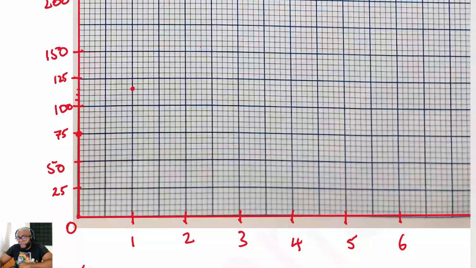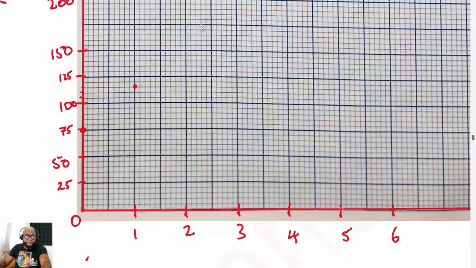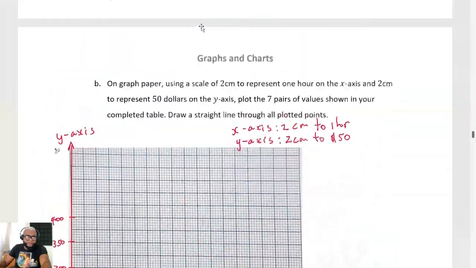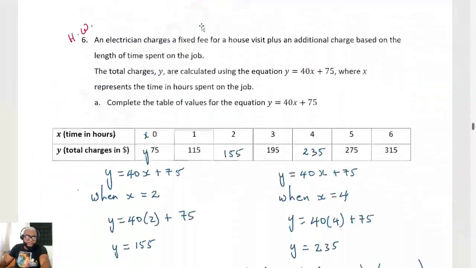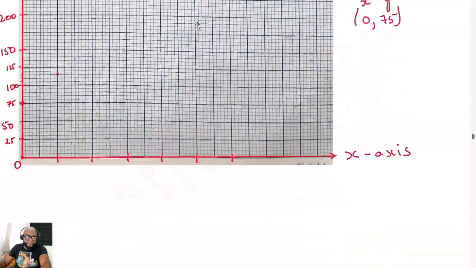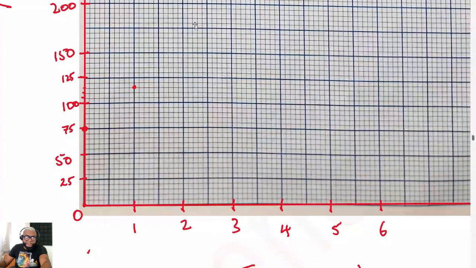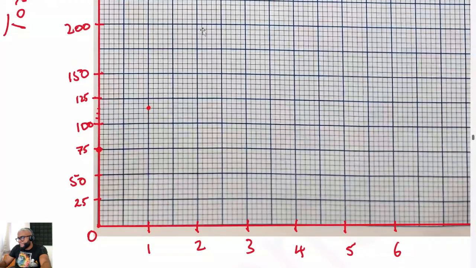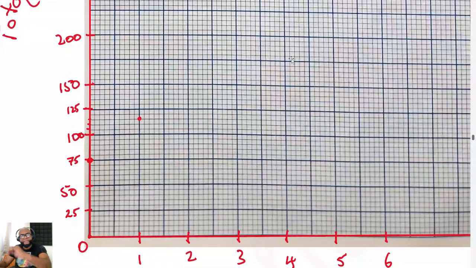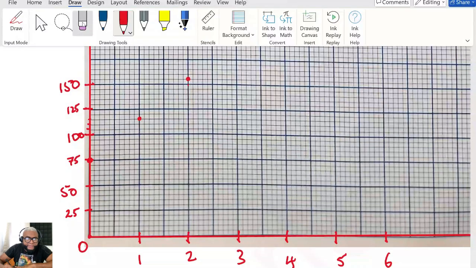Right? There we go. What number is this, guys? Number 6, my bad. Number 6. Right. Thank you. So we plotted 2 points here. Somebody give me the next point, please. 2, 155. Thank you. So here will be 150, so here will be 155. Right. Next one.